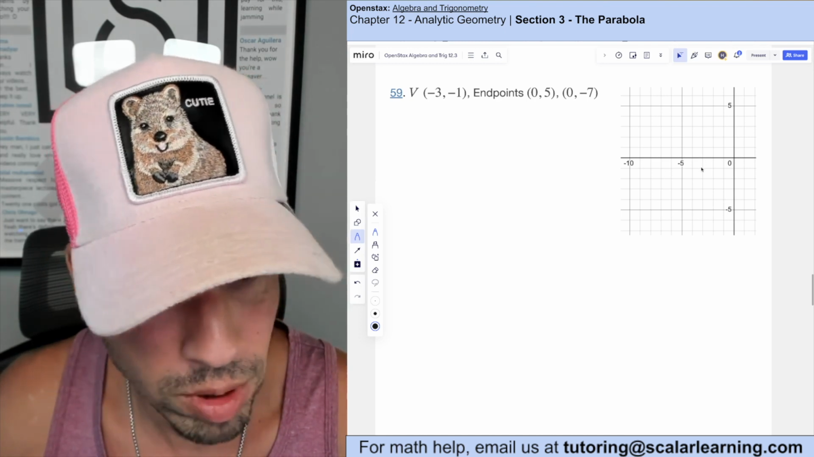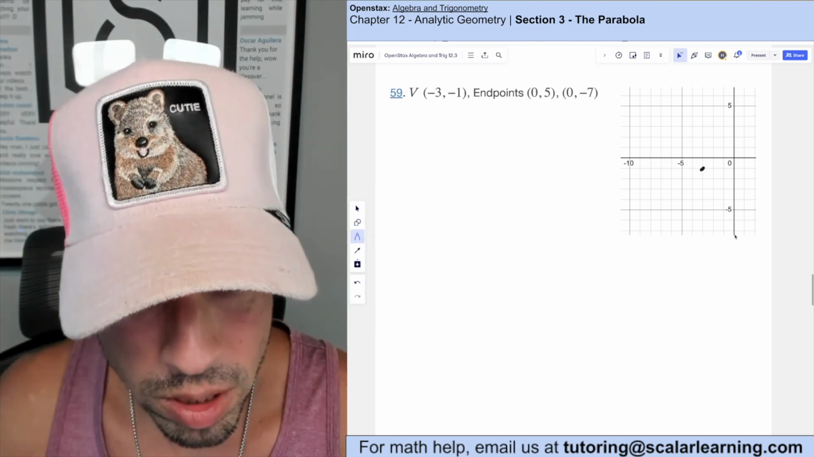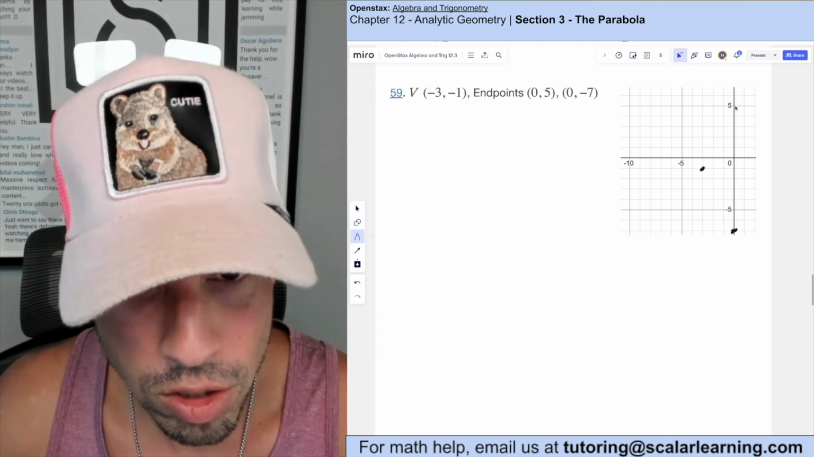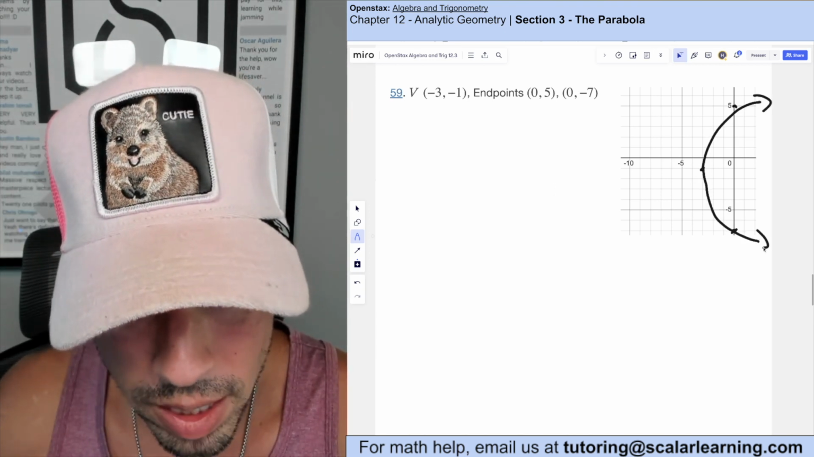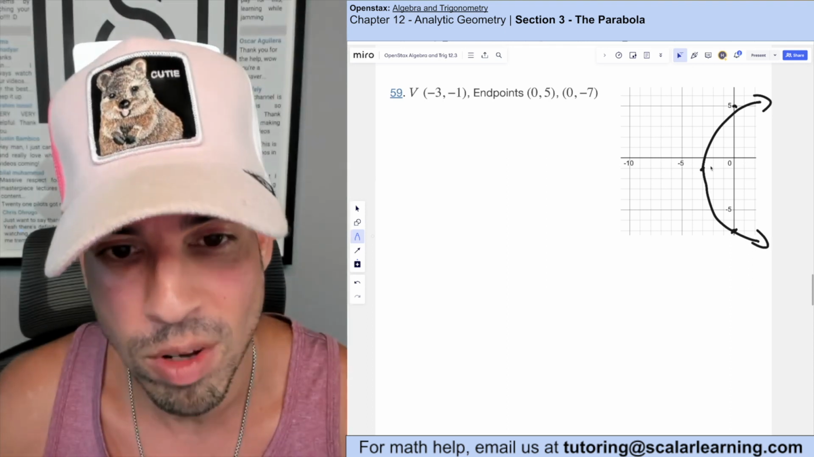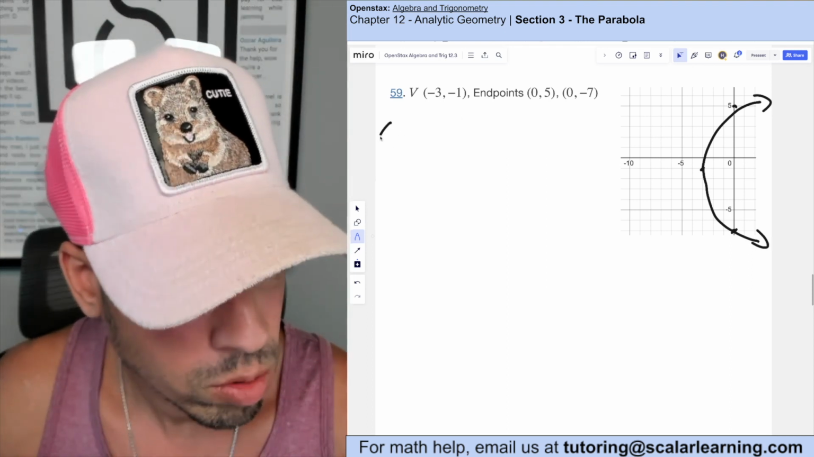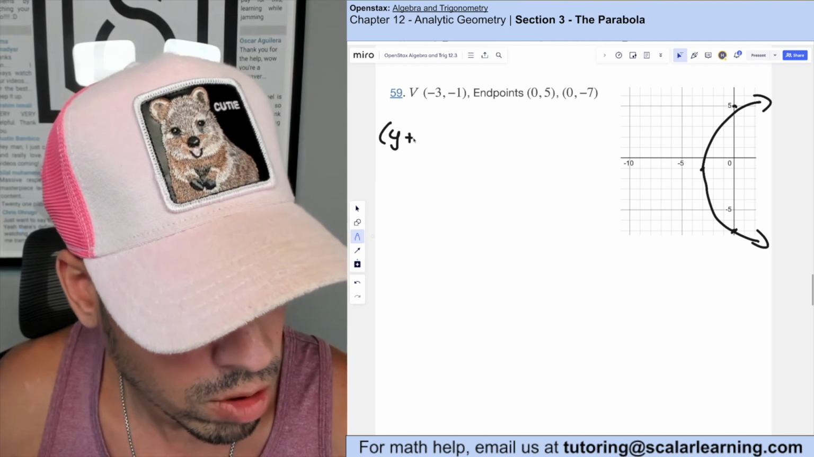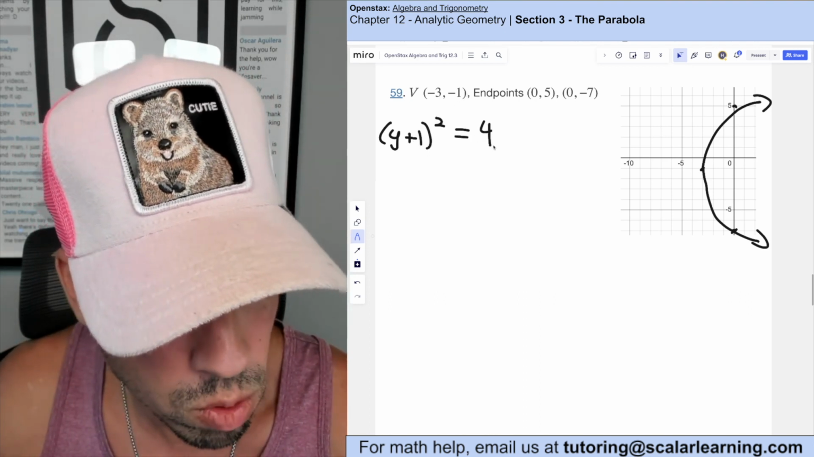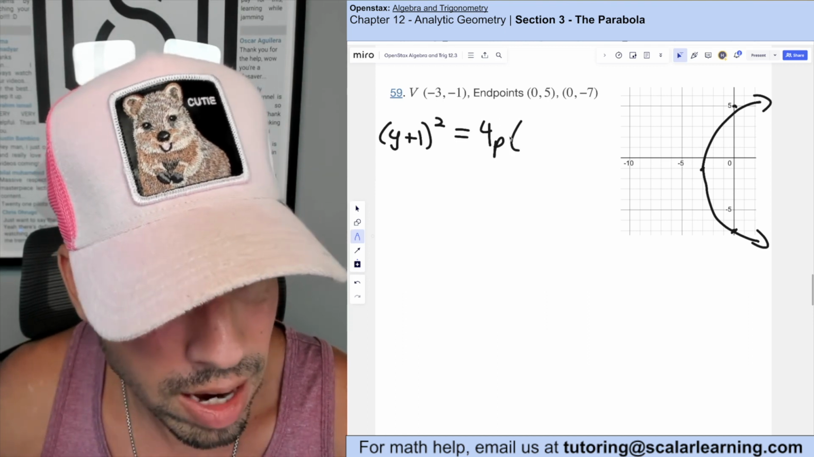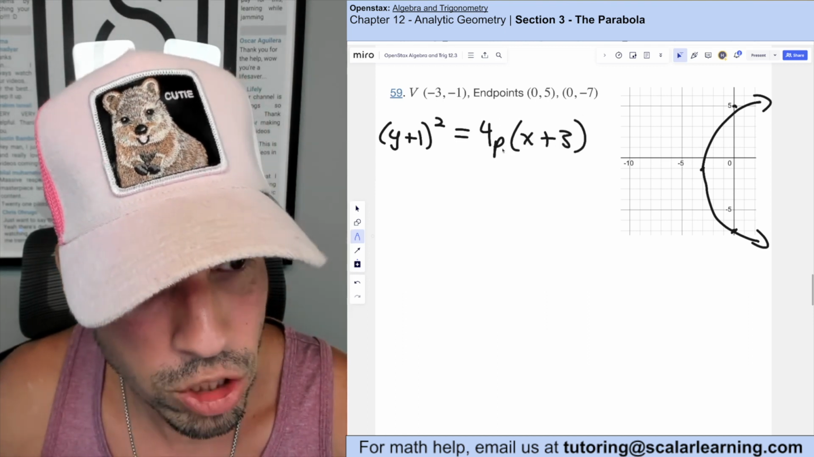Vertex at -3, -1, and then we got a point at 0, -7, and 0, 5, like so. So I already know since it's opening to the right, it's y squared, and we have a positive p-value. Okay, so it's going to be y minus that value, which is y minus -1, is y plus 1 squared equals 4p times x plus 3. And the question is, what's our p-value?